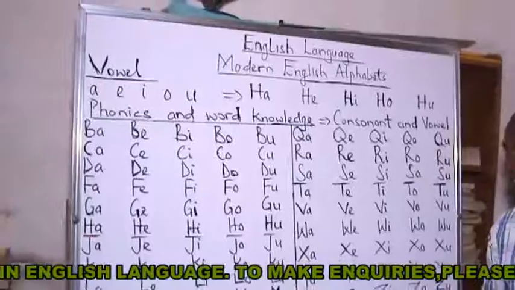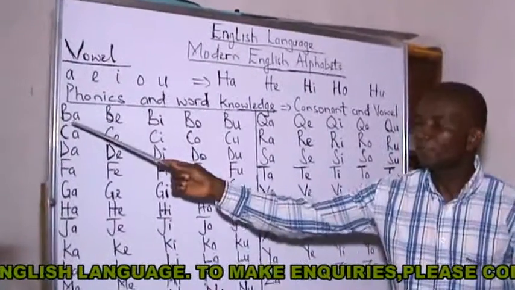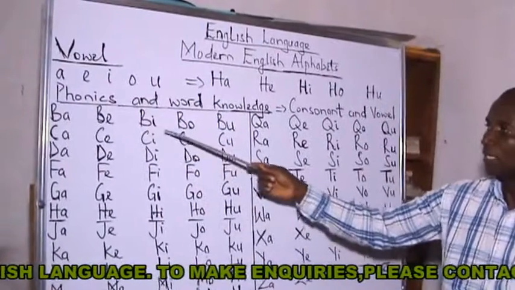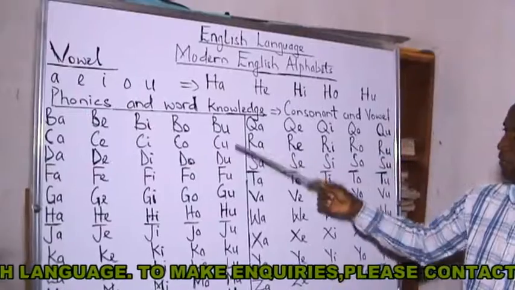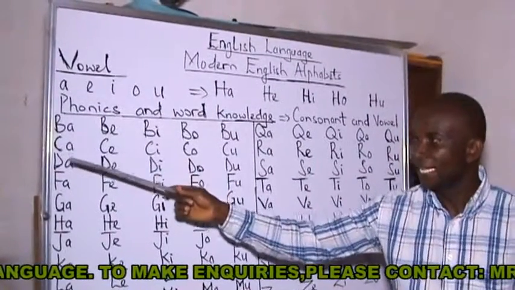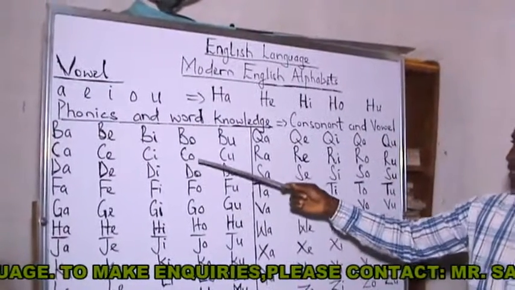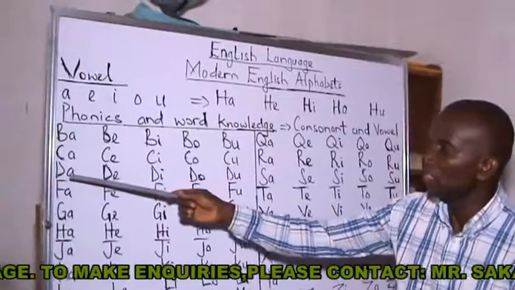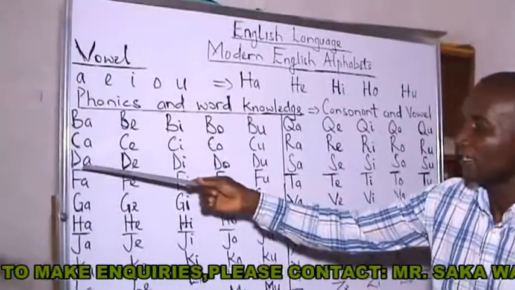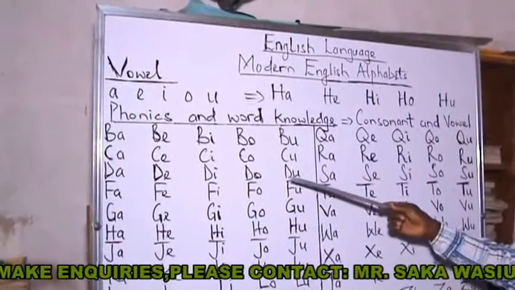Now, under the phonics and word knowledge, if we are pronouncing a consonant and a vowel together, known as two-letter words, we can pronounce them like this. Start from B. It will be bar, bed, bee, burr. While this C under consonant will turn to K, we'll call it car, ke, key, ker.